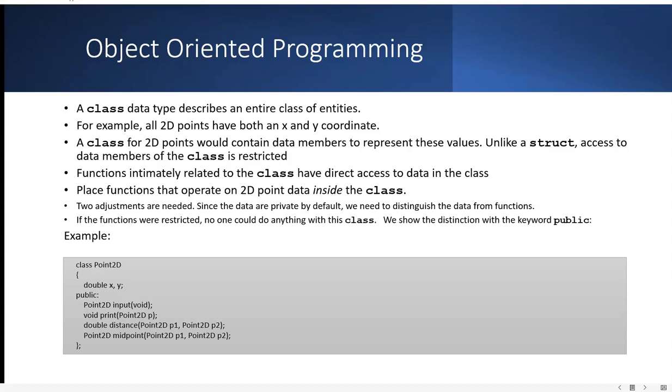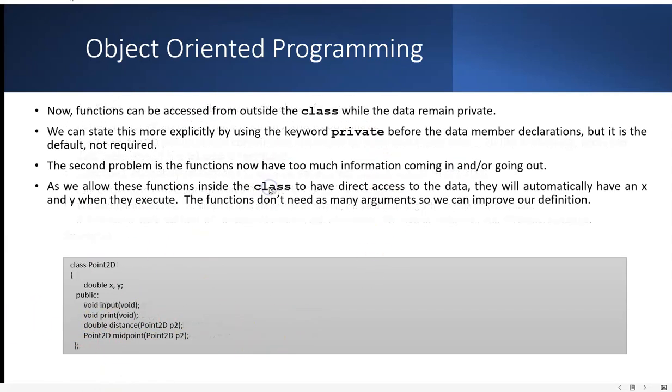So, two adjustments are needed. Since the data are private by default, we need to distinguish the data from the functions. Here are the data and the functions. If the functions were restricted, nobody could do anything, so we need to make sure the functions are declared as public. Here we declare them as public. Now, functions can be accessed from outside the class while the data remain private. We can state this more explicitly using the private keyword, but it's not required.